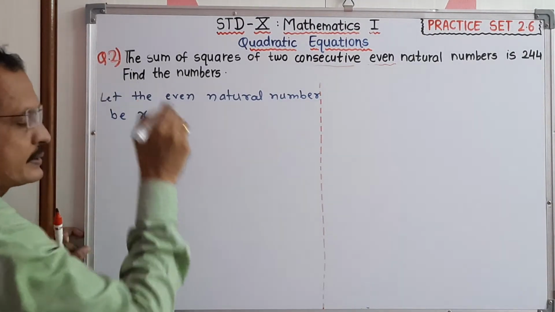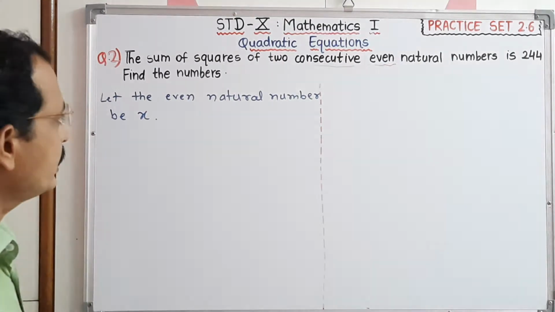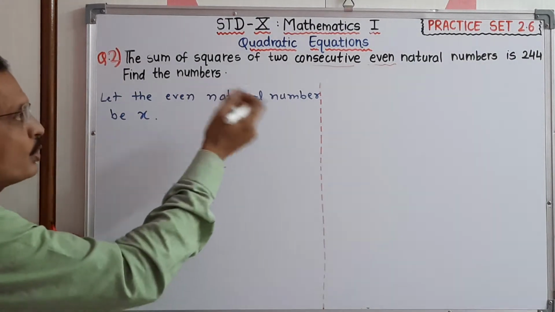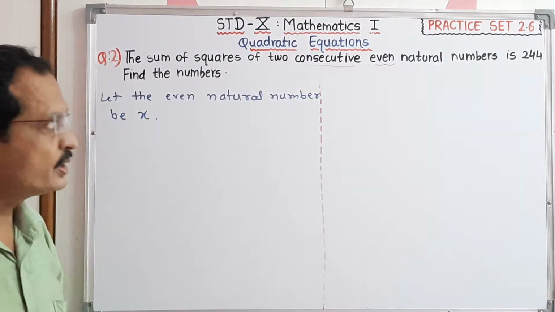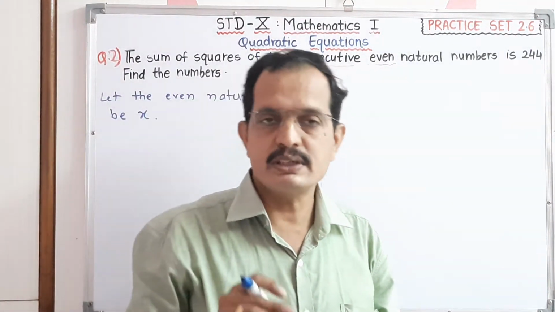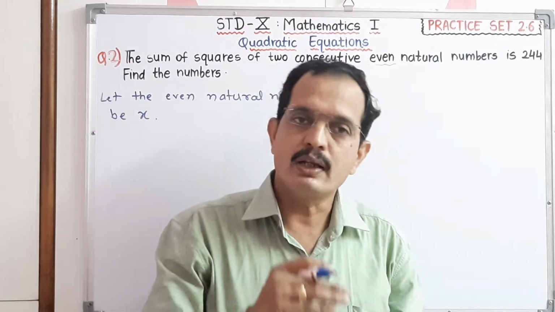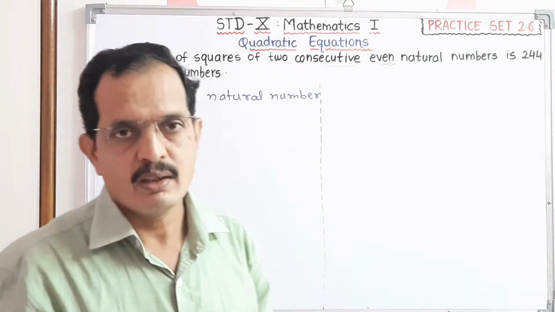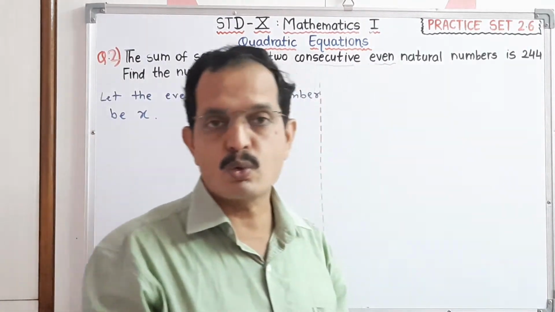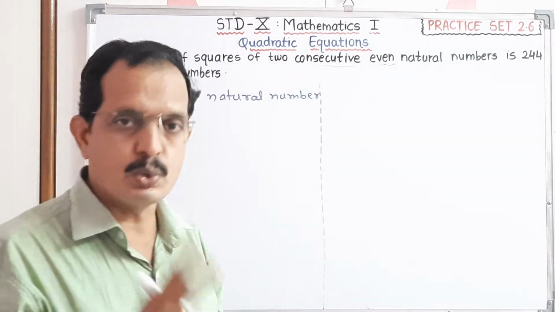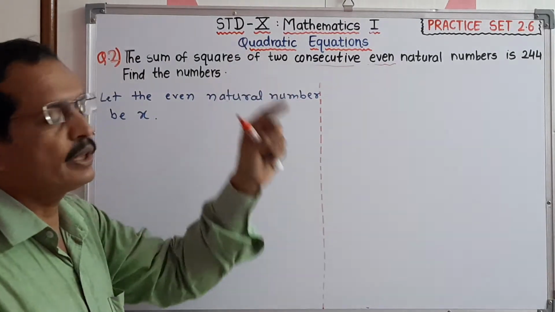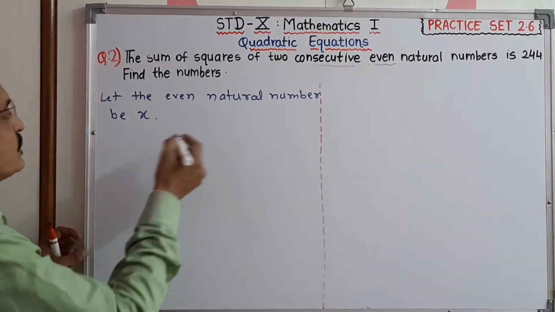Therefore, first of all, we have to assume, let the even natural number be x. The first even natural number is x, and we have to find out the consecutive even natural number. Dear student, the difference between two consecutive even natural numbers is 2. That means if the first even natural number is 2, then the consecutive even natural number is 4. After 4, the consecutive even natural number will be 6. That means the difference between two consecutive even natural numbers is 2, and therefore if the first even natural number is x, then the consecutive even natural number will be x plus 2.